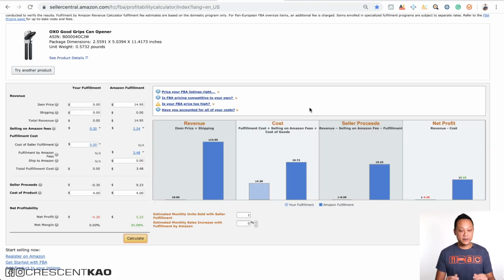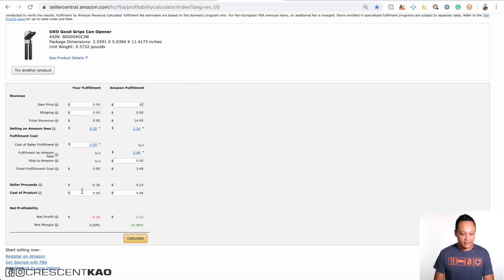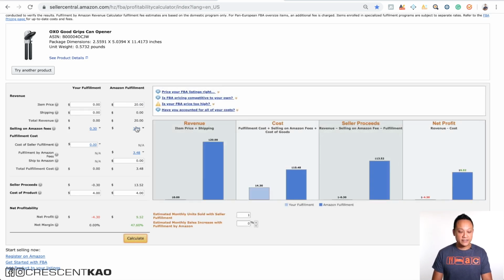Now, if we go back to the FBA calculator, let's assume, to make the numbers easy, that we want to sell this for $20. And again, our cost is $4 per unit. So if we click calculate, you can see that the fees is $3 for the referral fee and $3.48 for the fulfillment fee. And so the total Amazon FBA fees is $6.48. And if we subtract our unit cost, you can see that our net profit is $9.52. Okay, so for every sale that we make at $20, we're putting in our pocket $9.52.